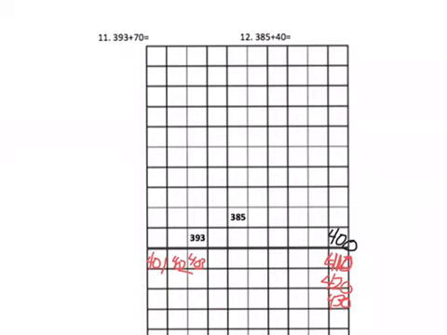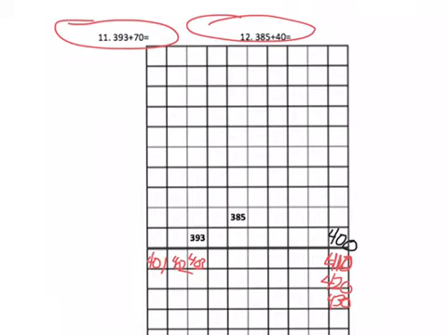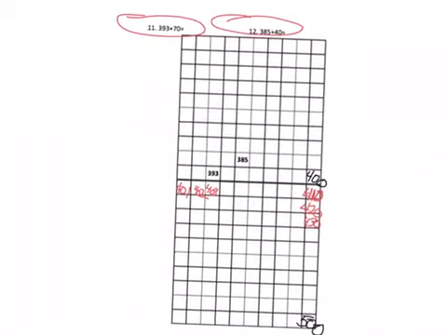Now, the problem up here for number 11 and for number 12. Problem number 11 is 393 plus 70. That's right. So I need to do 393 plus 10, 20, 30, 40, 50, 60, 70. And whatever number is supposed to be in this box will be my answer for number 11. For number 12, we're doing 385 plus 10, 20, 30, 40. And whatever number is in that box will be my answer. Get it? Y'all can figure it out.